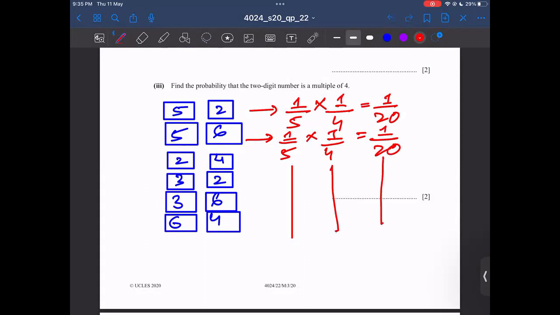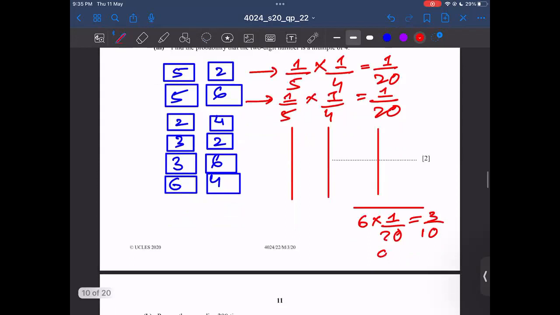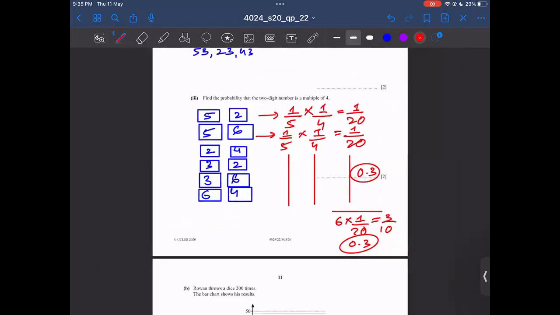So we can also do 6 multiplied by 1 by 20. 6 times 1 by 20, 6 divided by 20 is going to be 0.3. The answer is going to be 0.3 or 3 by 10. All right, so let's move on to the next question.